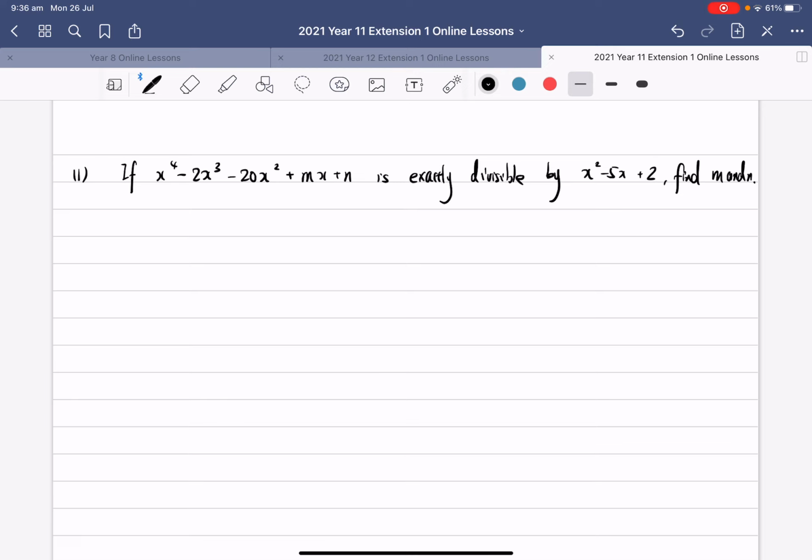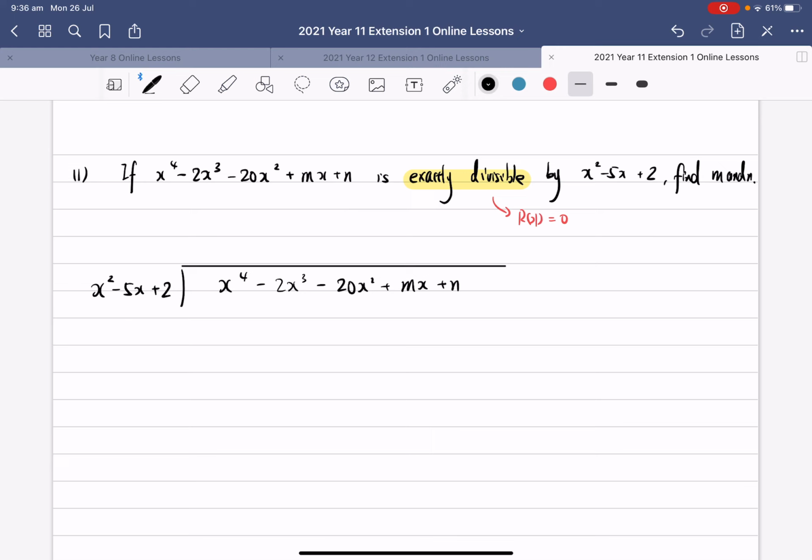So in this question, what we need to do is perform the long division. It says exactly divisible, which means the remainder equals 0. So that just means that R(x) is equal to 0. Once you know this property, we should be able to do this question. x to the power 4 minus 2x to the power 3 minus 20x squared plus mx plus n, divided by x squared minus 5x plus 2. So let's start the long division process. Just checking everything: power 4, 3, 2, 1, 0, and 2, 1, 0.